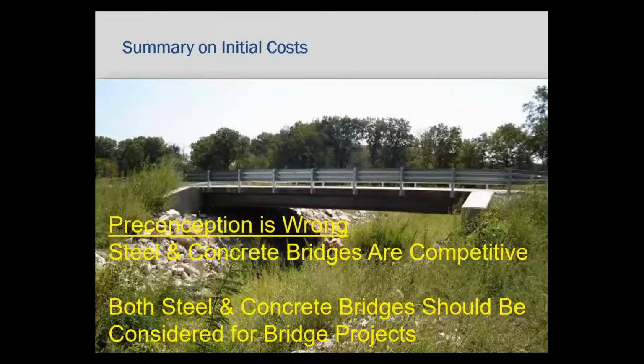So why did we do that? Because from what we have seen here, and with many more examples not shown here, we see that steel is competitive with concrete bridges in the short span market, and that owners and engineers should consider both materials for their bridge needs. That preconception that concrete is less expensive than steel in the short span market is a misconception. Both steel and concrete are competitive, and competition is good for the owner and the public.